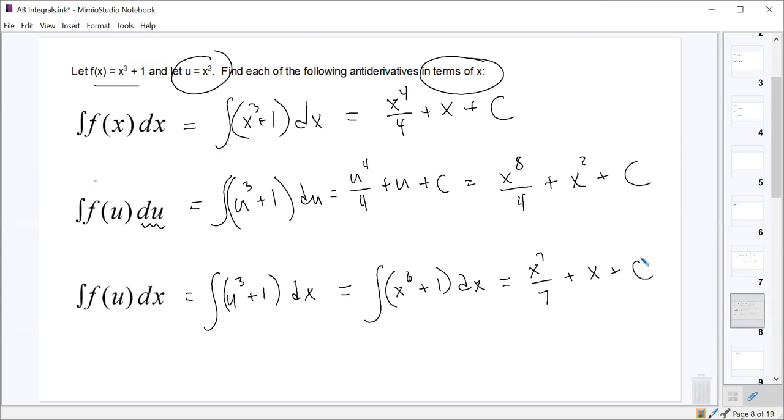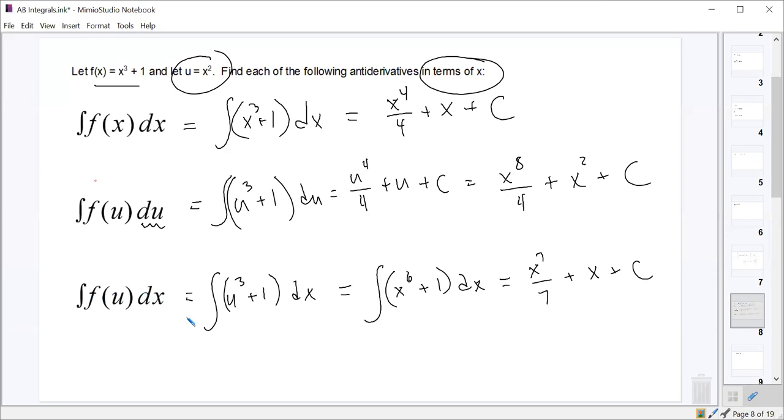And so we should note that the variable within our function, within our integrand, and our dx or our du, those variables matter. If I have f of x dx, I get one thing. If I have f of u du, I get something completely different. And if I have f of u dx, then I get something completely different again. Right? So we want to be extra careful that our variables match up with our dx or our du or our d theta. Otherwise, we're going to end up with wrong answers.